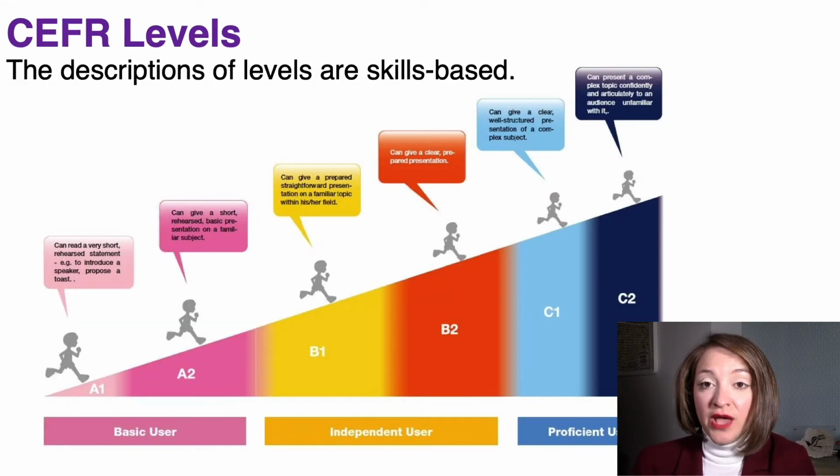In CEFA, we have 3 bands, A, B and C. In these 3 bands, we have the basic, the intermediate and the proficient user. When we talk about how you use a language, CEFA breaks down these 3 bands into 2 parts per band. So we have A1, A2, the basic user, B1, B2, the independent user, C1, C2, the proficient user.